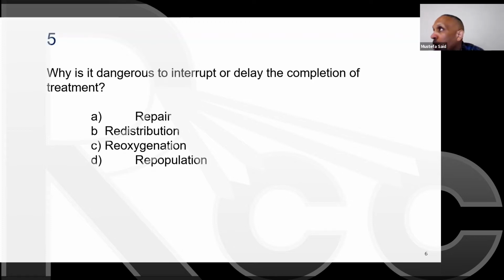We're still on the 4 R's. Why is it dangerous to interrupt or delay the completion of treatment? And which R is responsible for this danger?